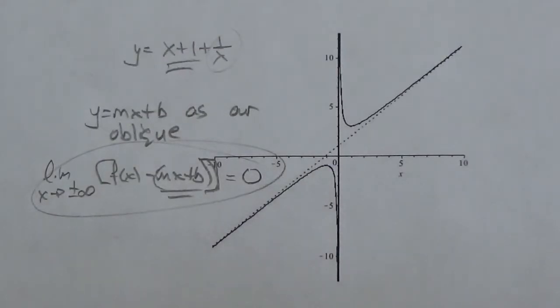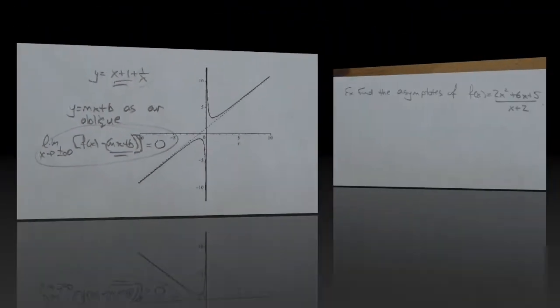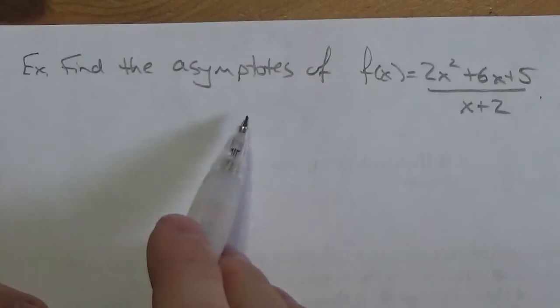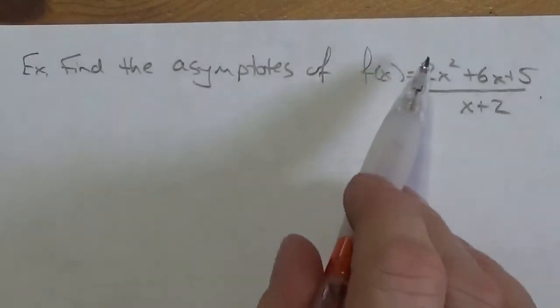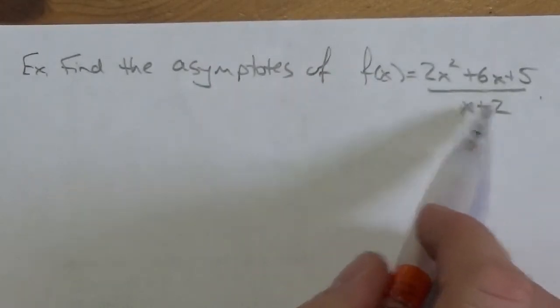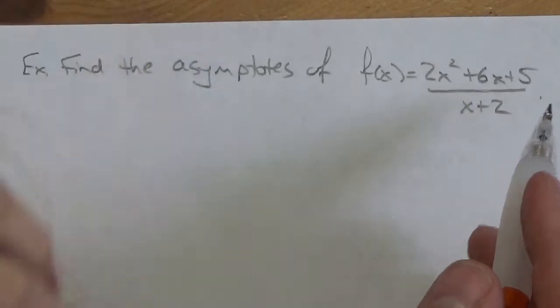Maybe not so much. I'm going to take a look at another example here and kind of walk you through it. It's going to be a little bit more involved, and so hopefully you'll get a better sense of what it is that we want you to do at this level. Okay, so for this example, we're going to find the asymptotes of this function here, (2x squared plus 6x plus 5) over (x plus 2).